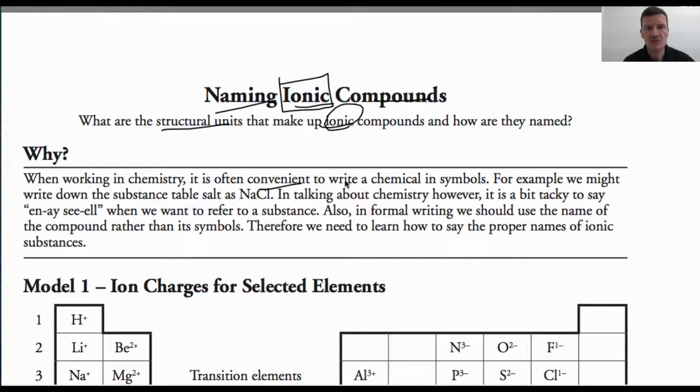So it's often convenient to write a chemical symbol, and you're familiar with those chemical symbols on the periodic table. All right, we might write down the substance table salt as NaCl, and the name for that is sodium chloride, which you're going to learn about today. And it can be a bit tacky to say NaCl. In other words, just to pronounce the letters as they appear in our symbols. So we are going to be using the names and a proper naming system for these ionic compounds. So we want to learn how to properly name these ionic substances.